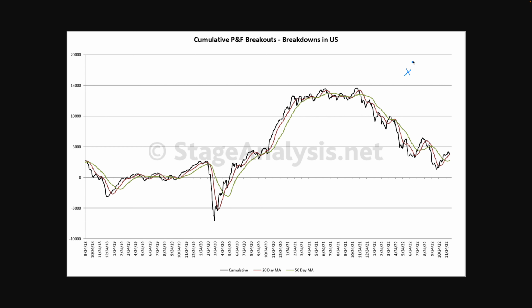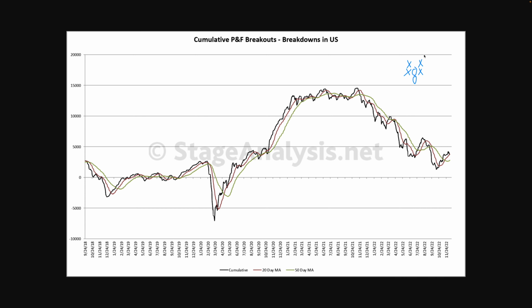basically, when a point of figure chart, you have a column of X's, you have a column of O's, basically going the other way, and then when you get you basically make a high on you make a double top breakout. I'm doing it wrong there. Do that one.